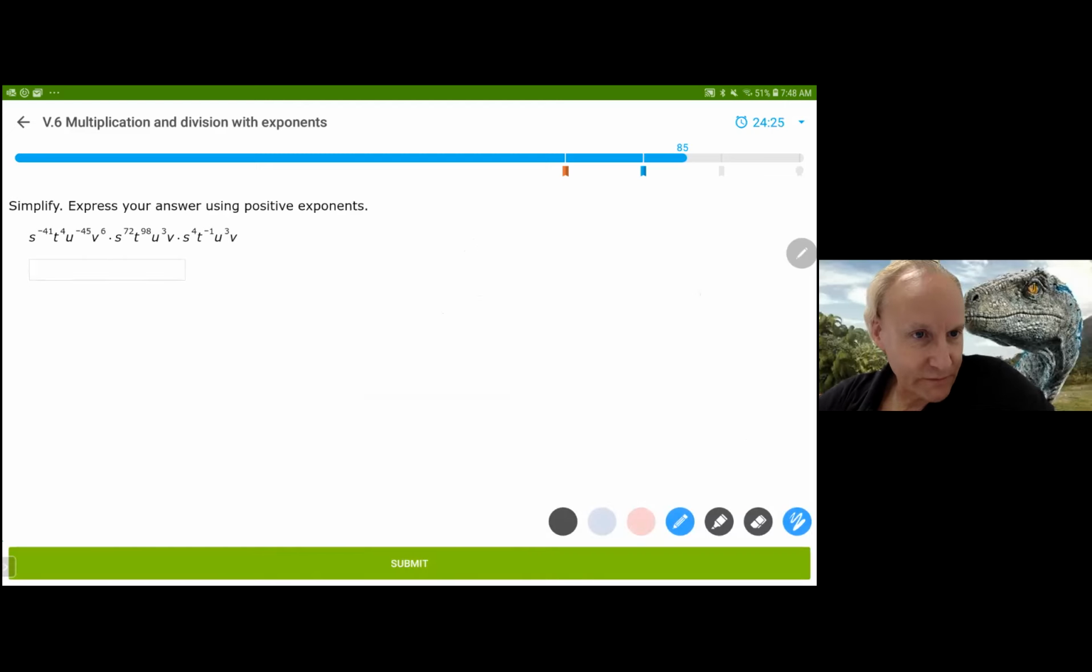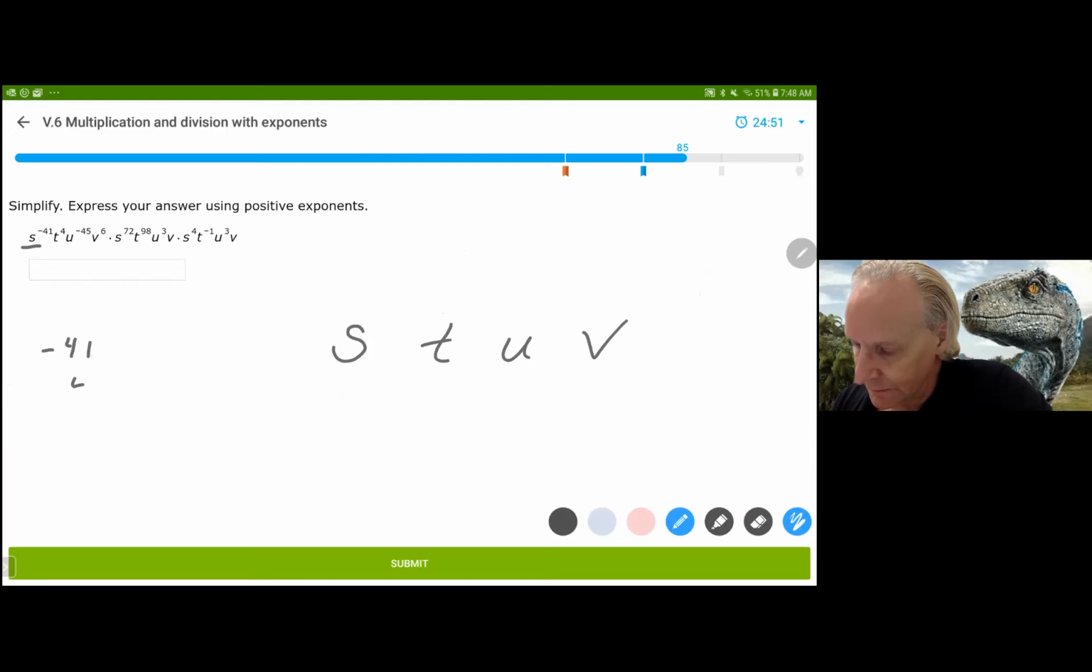Lots of stuff going on here, but it's all in one line. A lot of adding exponents. So I've got an S, T, U, V. So I'm going to write S, T, U, V. And I'm going to add all the S's together. So I've got negative 41. I've got a fourth. And I've got a 72. And that's it for my S's.